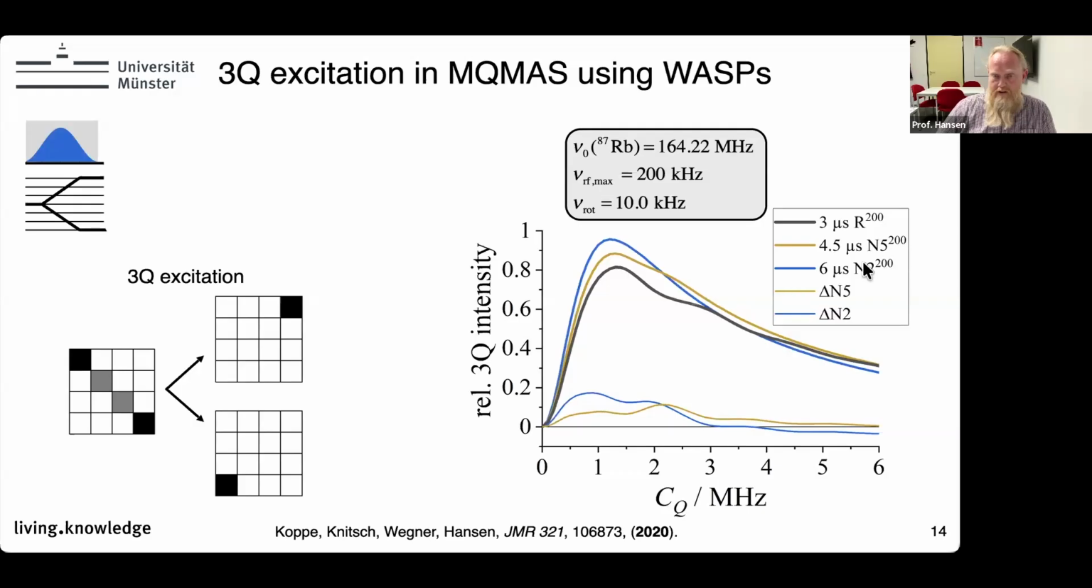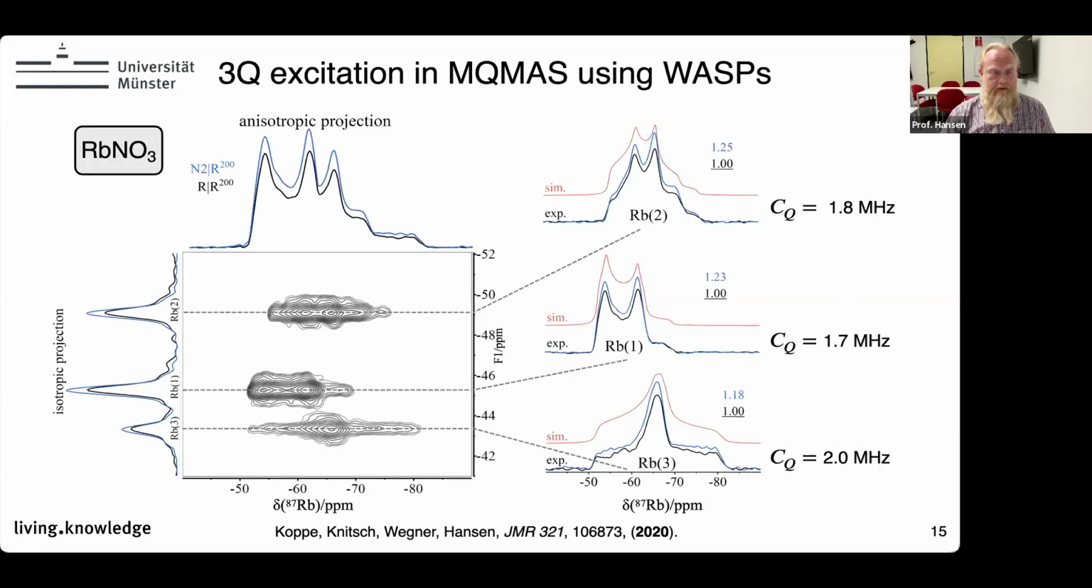And you can also do this if you then do the length-optimized pulse here, doubling the length, also with now N=2, but also at 200 kilohertz. You can even get more triple quantum excitation efficiency here at the lower range. Of course, these do not work for high CQs, as also the classic experiment doesn't. So here's just a proof of principle.